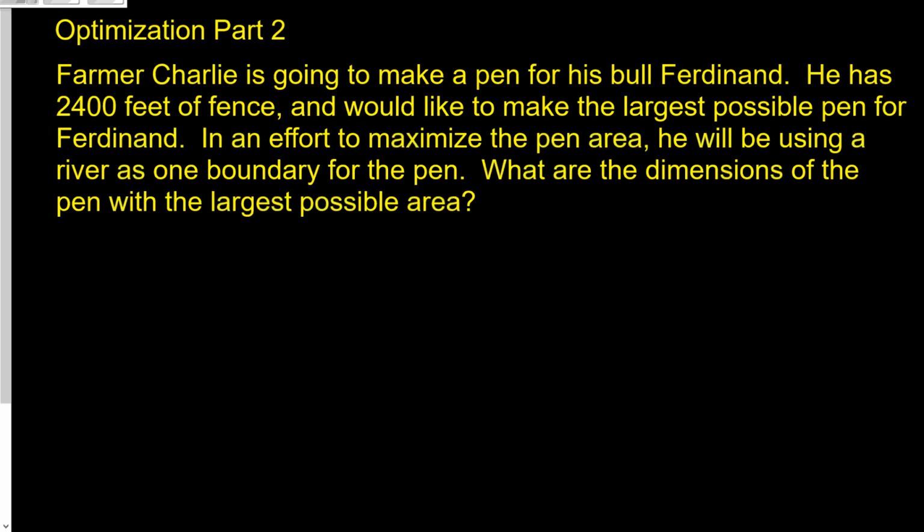So this is our second installment of the optimization problems. We've got a couple different problems here. They're fairly similar, but slightly different. So the first question says, Farmer Charlie is going to make a pen for his bull Ferdinand.